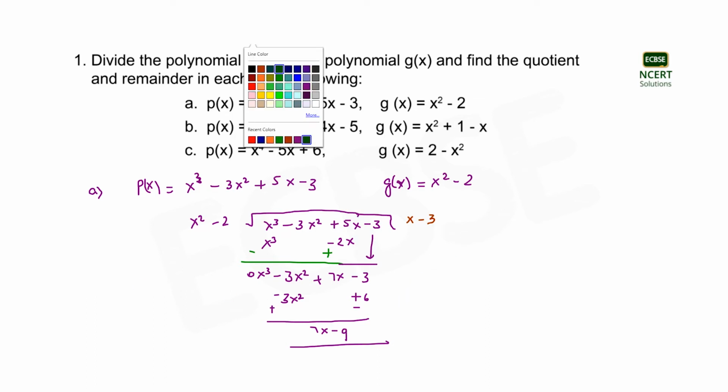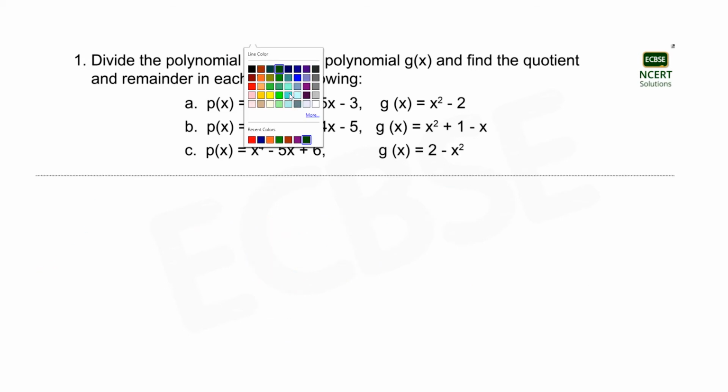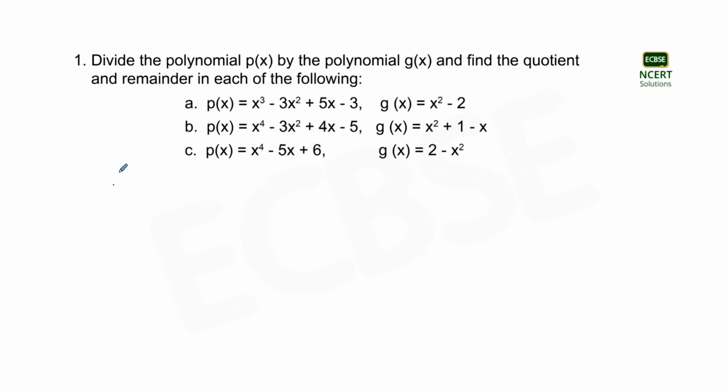Now we can write that the quotient here will be equal to x minus 3 and the remainder will be equal to 7x minus 9, which is equal to this term. Okay. Now coming to the B part of the question.